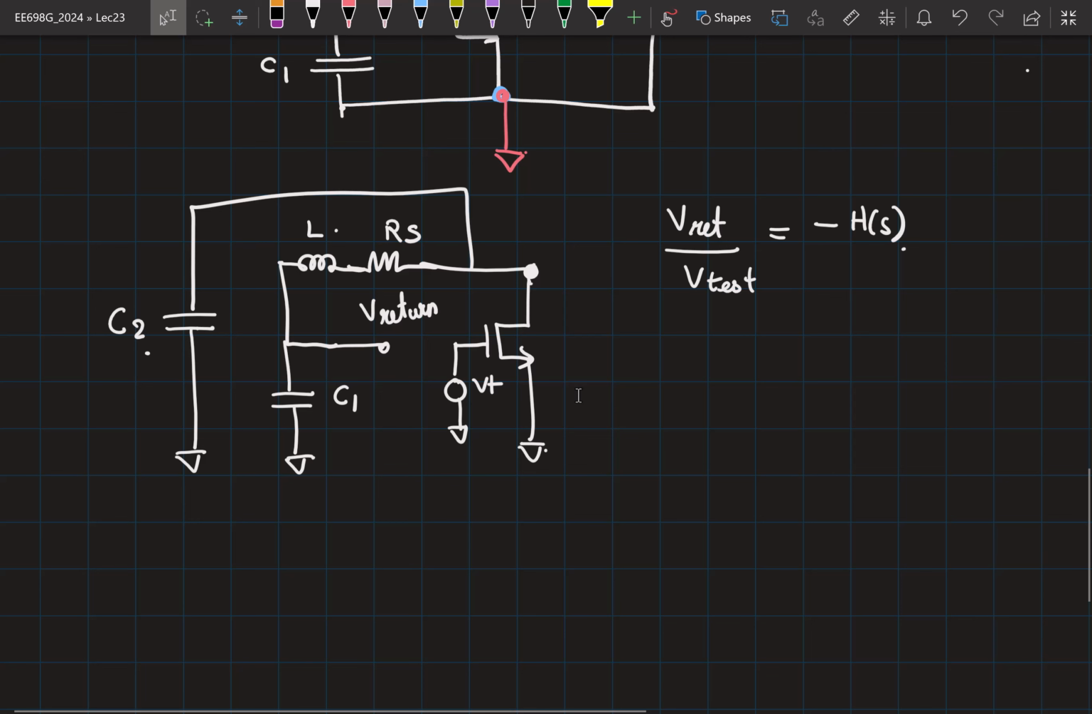Correct. When you break the loop, the loading effect shouldn't change. In your method, I will have to, because once you break it here, it looked correct at the beginning, but now I don't think it is correct. Let's say you break it here and you apply a V-test, you will have something returning here, right? But the current flowing through this will generate a voltage here depending on the load seen at that node. Let's say some current is flowing through here. So in your method, you are breaking the loop here, right?